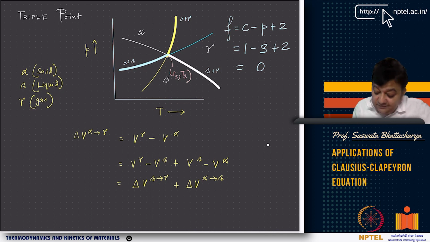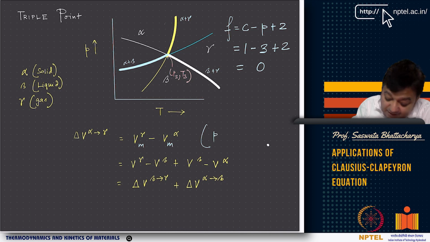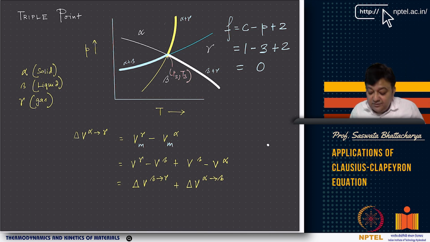So now let us assume sublimation, that is, from the alpha solid phase going to the gamma phase. That is basically nothing but Vm gamma. I am not writing the m, but it is implied that everything is per mole. So delta V alpha to gamma is Vm gamma minus Vm alpha, or V gamma minus V alpha, and we can write this as V gamma.